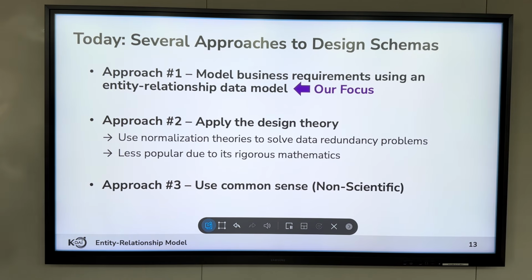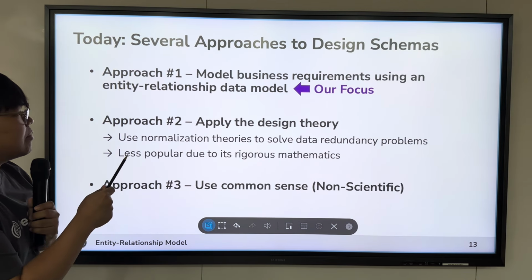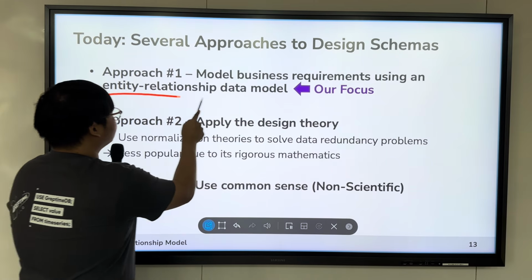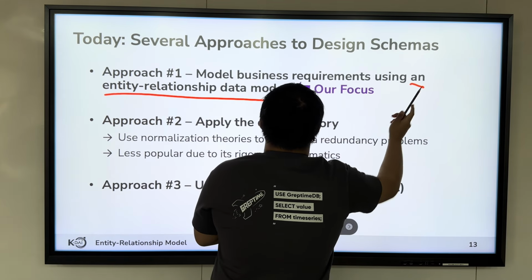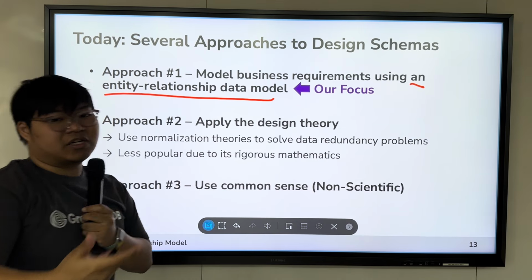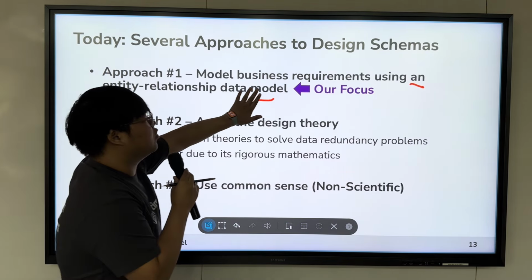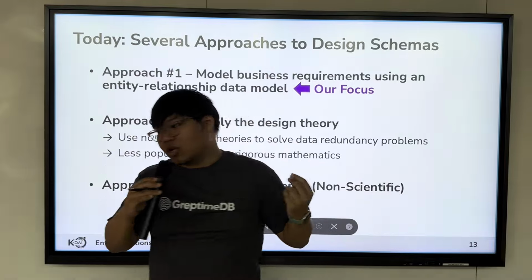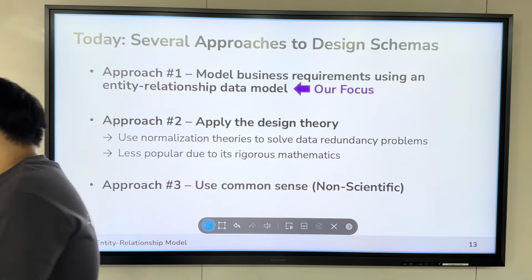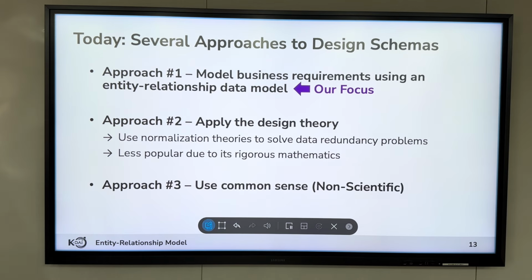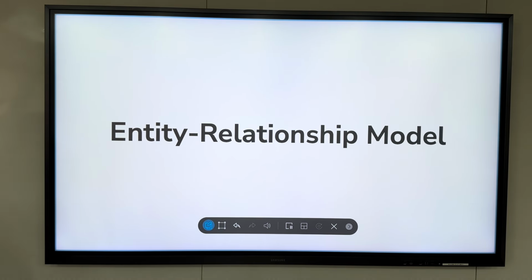So if we're going to go to approach number one, in approach number one, we need to know this first: another data model, rather than hierarchical, network, relational, and so on, which is the entity relationship model. And I would say that this model is not that hard to understand. Perhaps this is more intuitive than the relational data model.